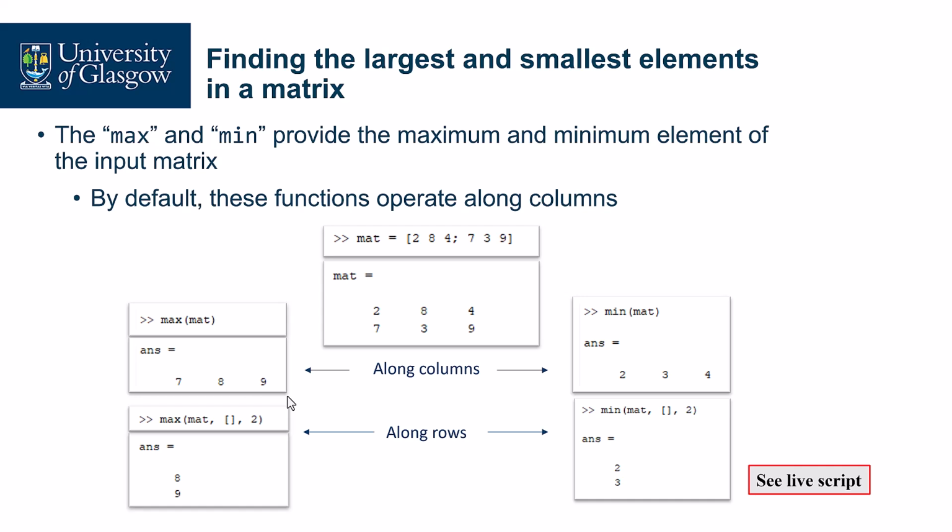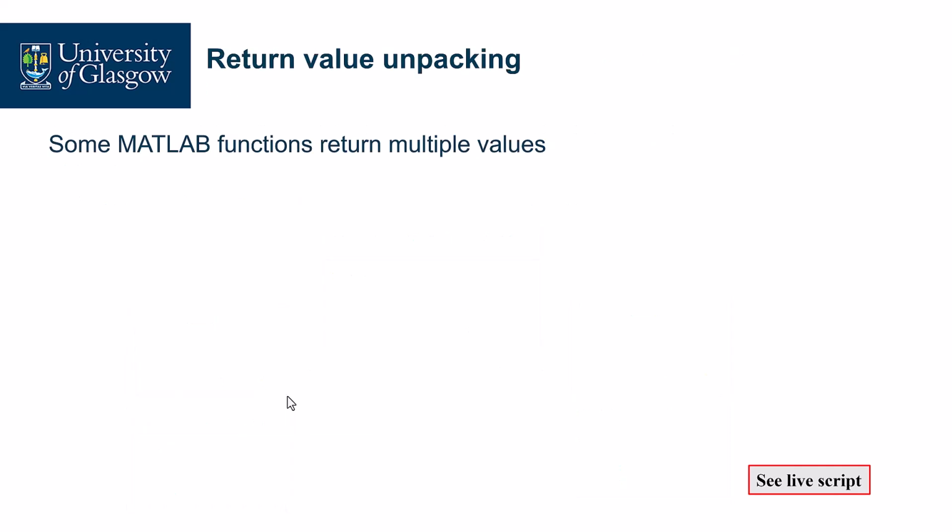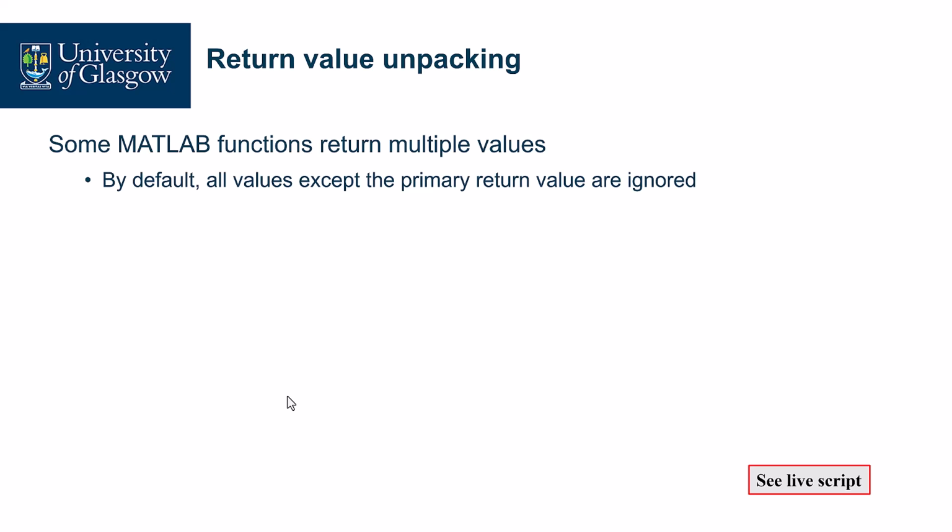The next thing we need to talk about for MATLAB functions is that MATLAB functions can return multiple values. This is different from many programming languages, right? If we only use one return value, we don't have all the return values, only the primary one, meaning the first return value, will be output, while the others are ignored.